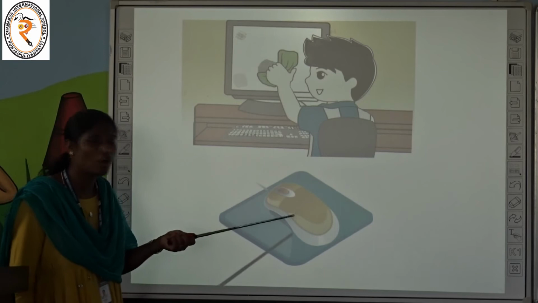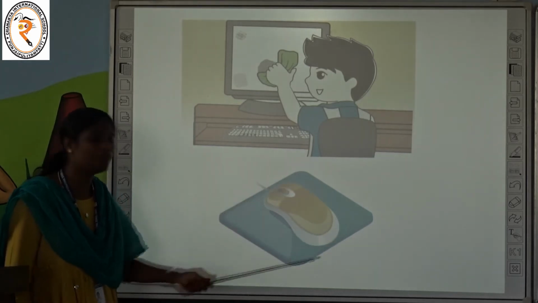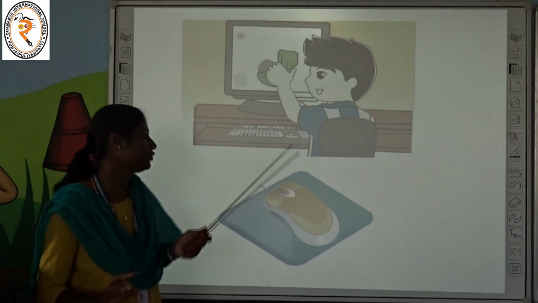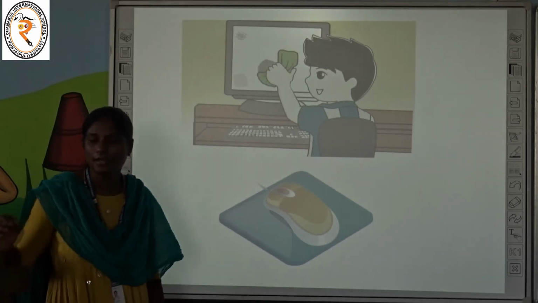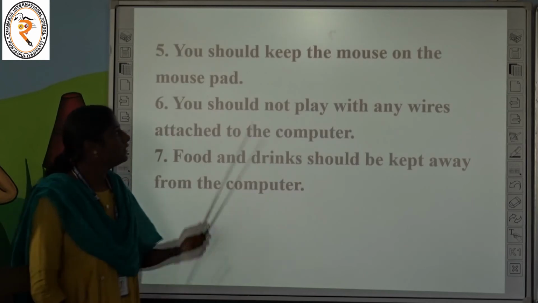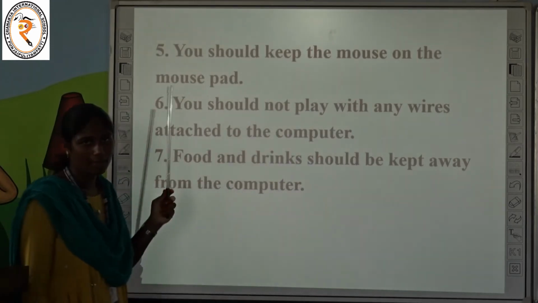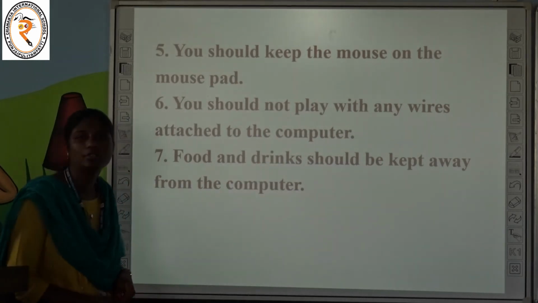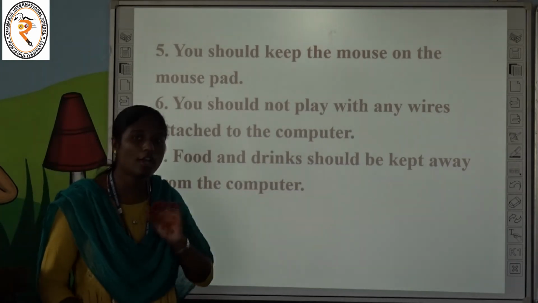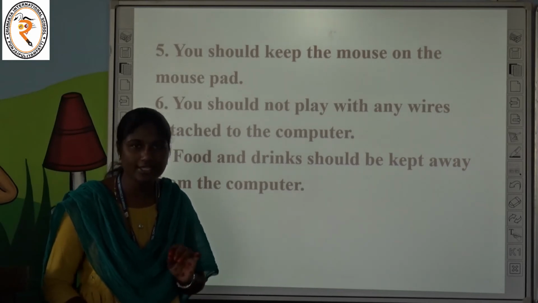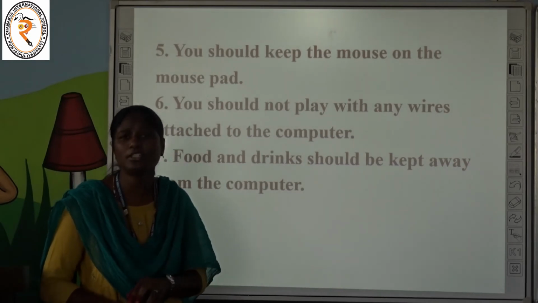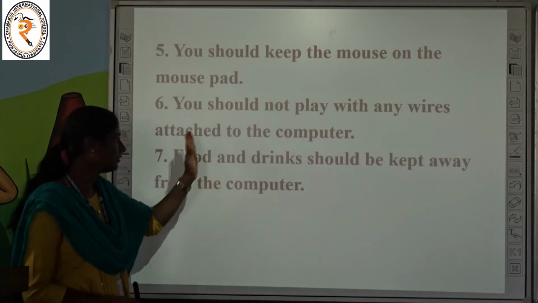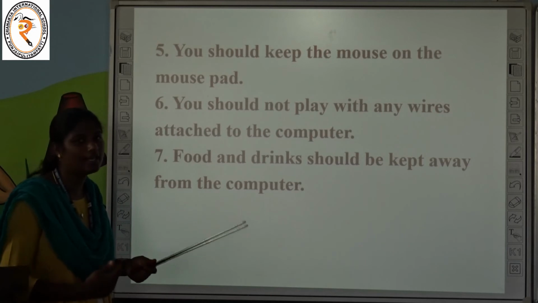The next, your mouse should be kept on a mouse pad. You should not simply keep it on a table and rub the mouse. You should use the mouse pad to place the mouse, and you should not play with any wires attached to the computer. What you should not do? You should not play with wires and current. The power fluctuation will occur. So you should not play with the power cables, wires and cables.